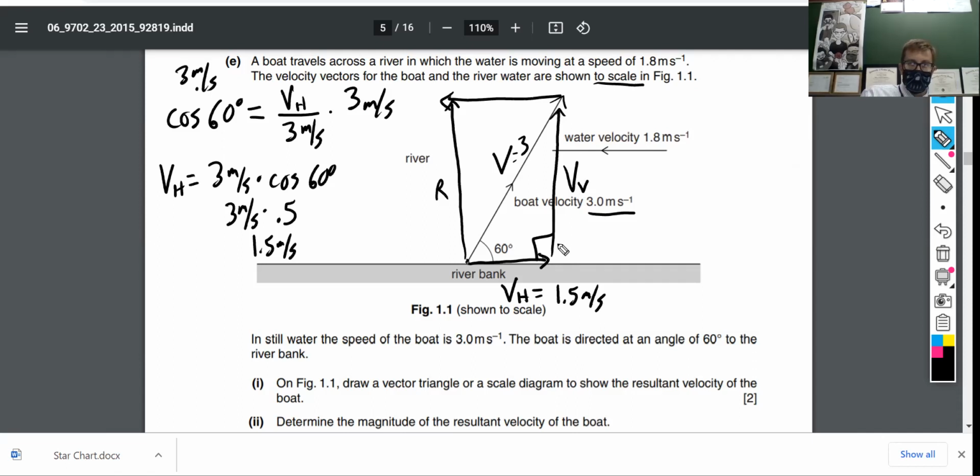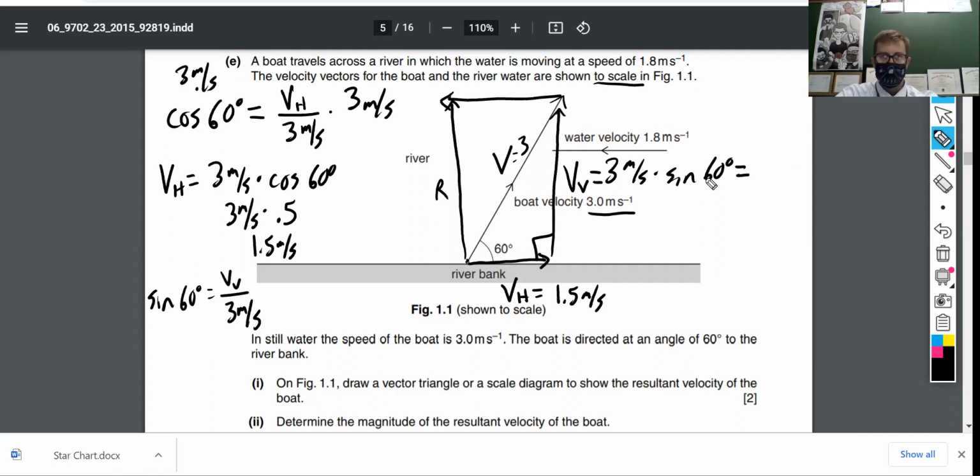The vertical component of velocity is opposite the 60-degree angle. There's a function that relates the side opposite to the hypotenuse. And it's the sine function, right? The sine of 60 degrees is equal to opposite over hypotenuse. So I can write this. Likewise, how I solve up here, multiply both sides by 3 meters per second, and I can calculate the vertical component of velocity is just 3 meters per second times the sine of 60 degrees.